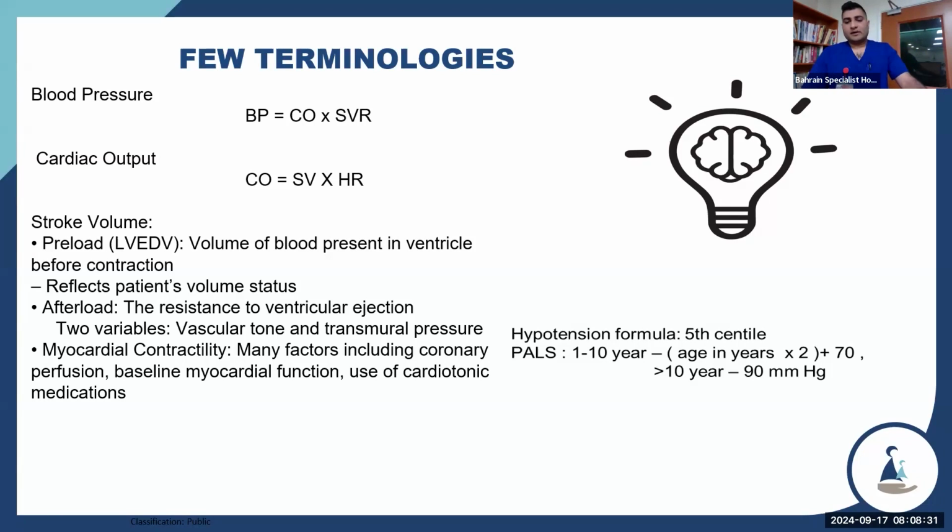Another thing: the American Heart Association Pediatric Advanced Life Support gives us the formula to determine if a patient is hypotensive or not. It should be less than the 5th percentile. To calculate it, for 1 to 10 years, you multiply age by 2 plus 70. If more than 10 years, you have a minimum of 90. Below that, you will consider it hypotension.